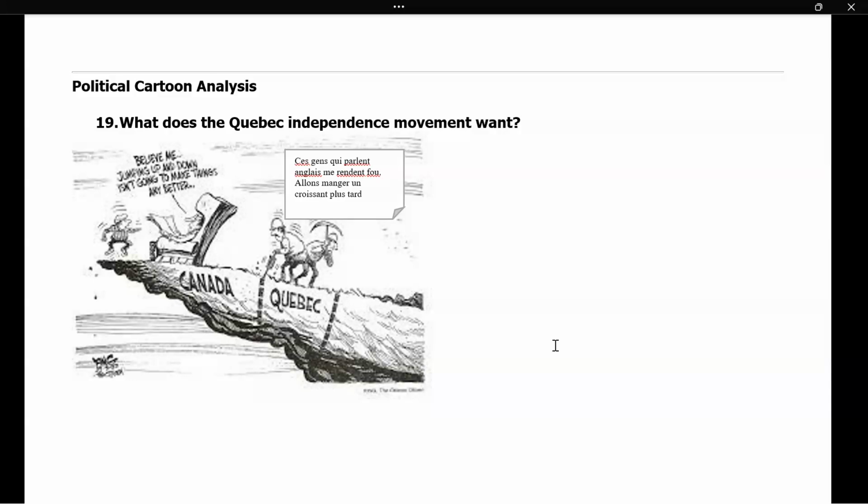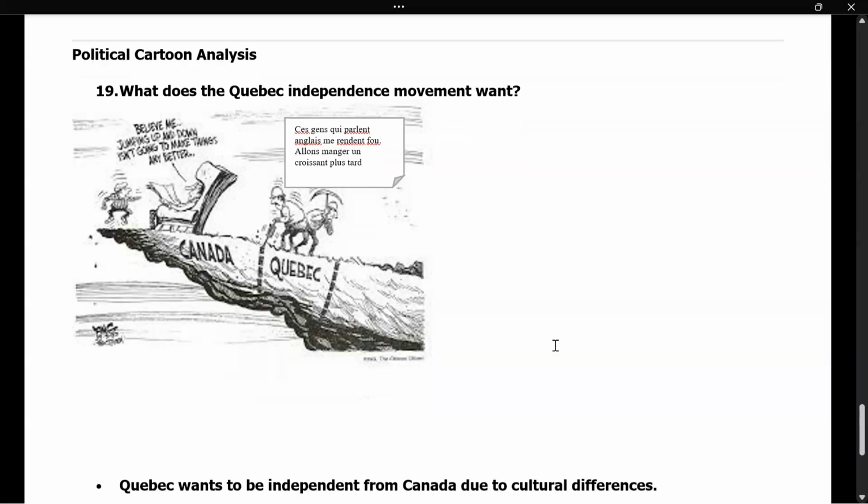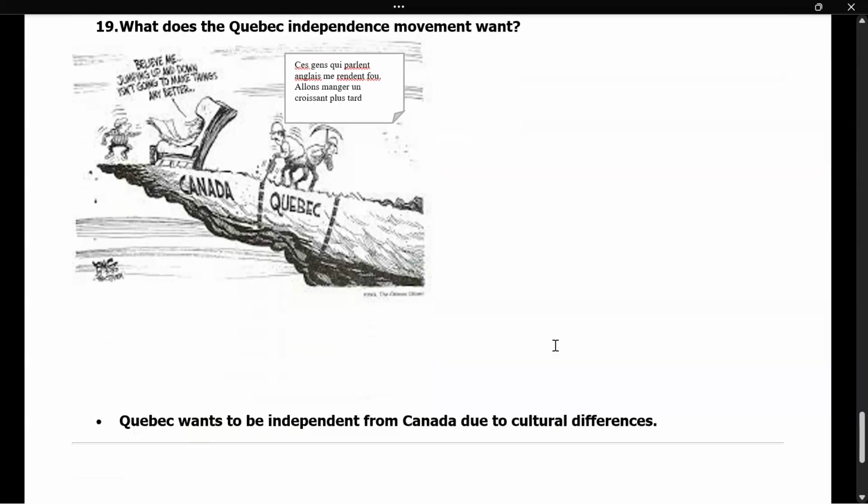I don't know who made this. Horrible. Anyway, that is basically showing how Quebec is trying to separate because of the cultural difference. One speaking English, Anglophone Quebecers, and also just general Canada, English speaking. And of course, French speaking Quebecers, Francophone. They do not want to associate themselves with Anglophone Canadian or Anglophone Quebecers. So, of course, that is showing how Quebec wants to be independent due to cultural differences.